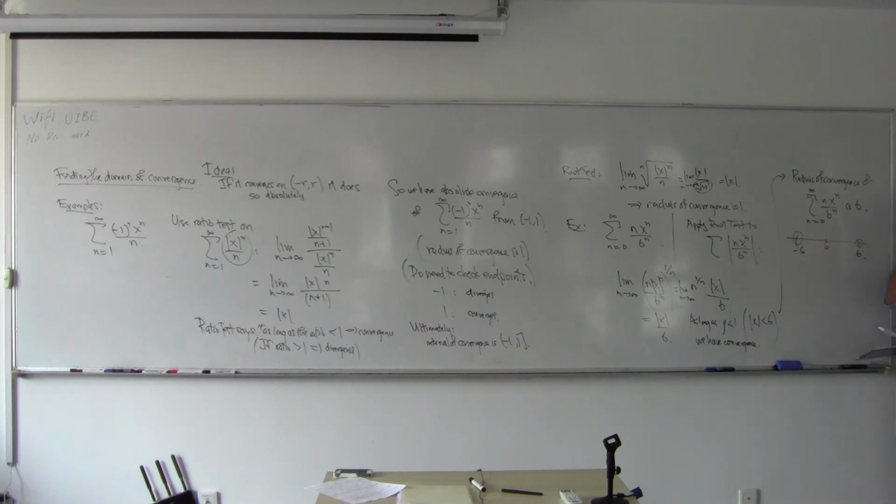Okay. So what happens at x equals 6? We're going to have what? Divergence, right? Why? Yeah, we're just going to get summation n, which very much diverges. Right? What about at -6?